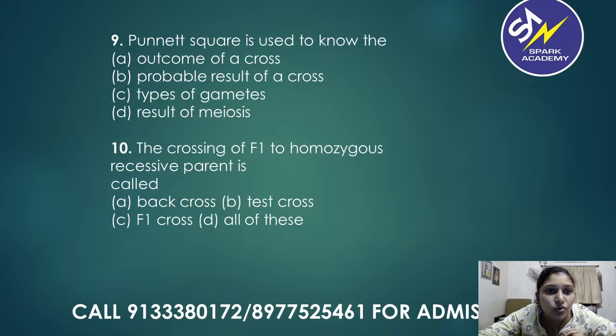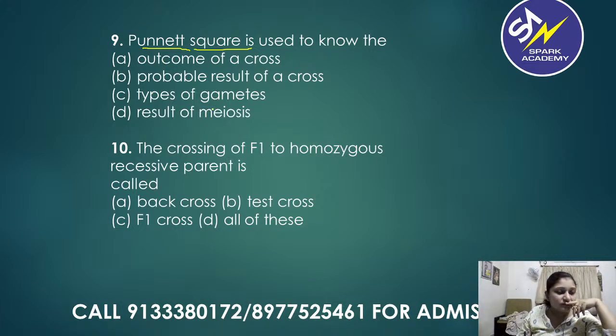Next, a Punnett square is used to know what? Outcome of the cross, probable result of the cross, types of the gametes, or result of meiosis. Yes, correct, Shruti. Kulsum, you're correct. Now look at the 9th question. A Punnett square is used to know outcome of a cross, probable result of the cross, type of gametes, or result of meiosis. Come on, quickly. We have only 3 minutes left. Quick answers, please. It is a very easy question.